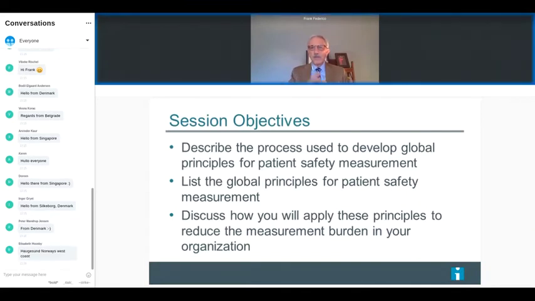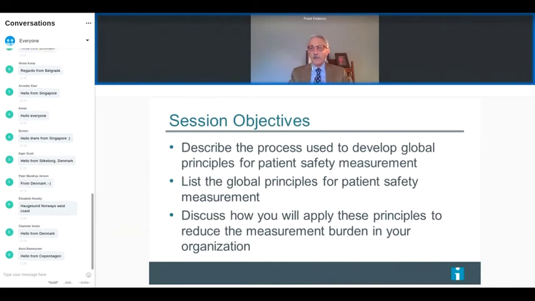Our objectives are to describe the process that we used for the global principles that we developed, list those global principles, and discuss how you might apply those principles in your organization when you go back.